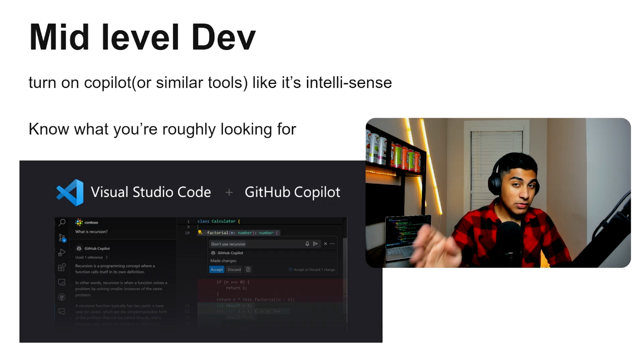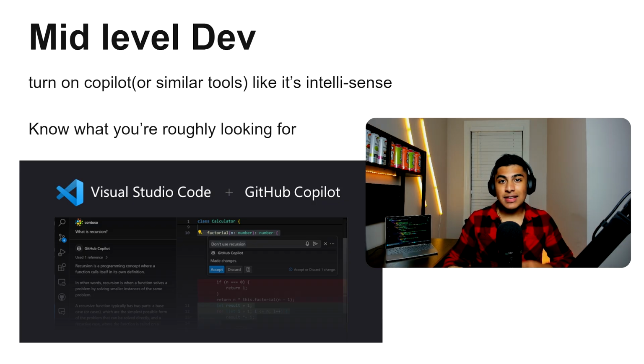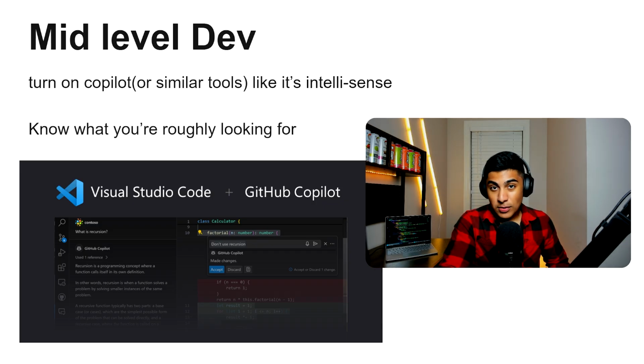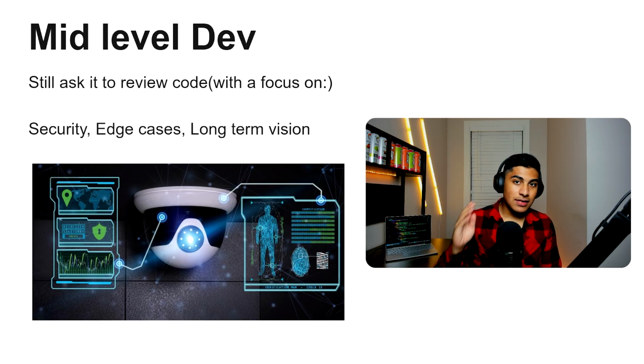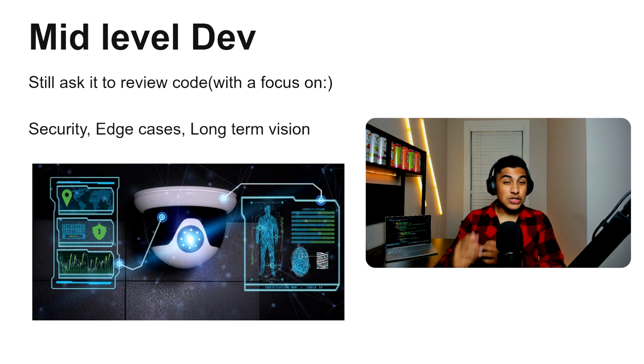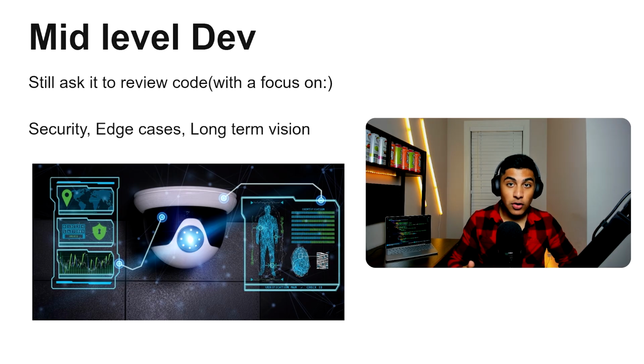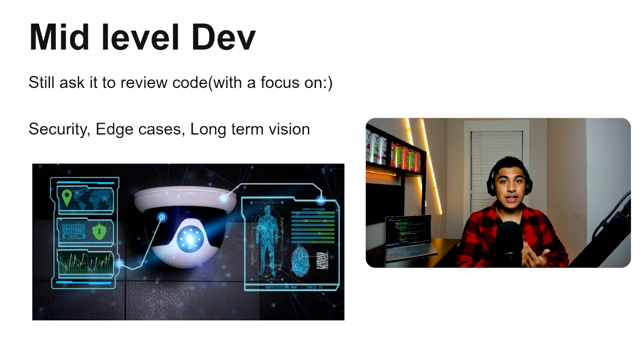You should know what you're roughly looking for when you write stuff with AI and try to integrate it. And this is only for vibe coding specifically, but you should still have an idea of what it's writing. Now, in terms of learning, as a mid-level developer with AI, you should still be asking it to review code, but your focus should be on security, edge cases, and long-term vision. These are the concepts that are going to get you to senior level developer, so these are the ones to focus on and ask it to help you improve on.